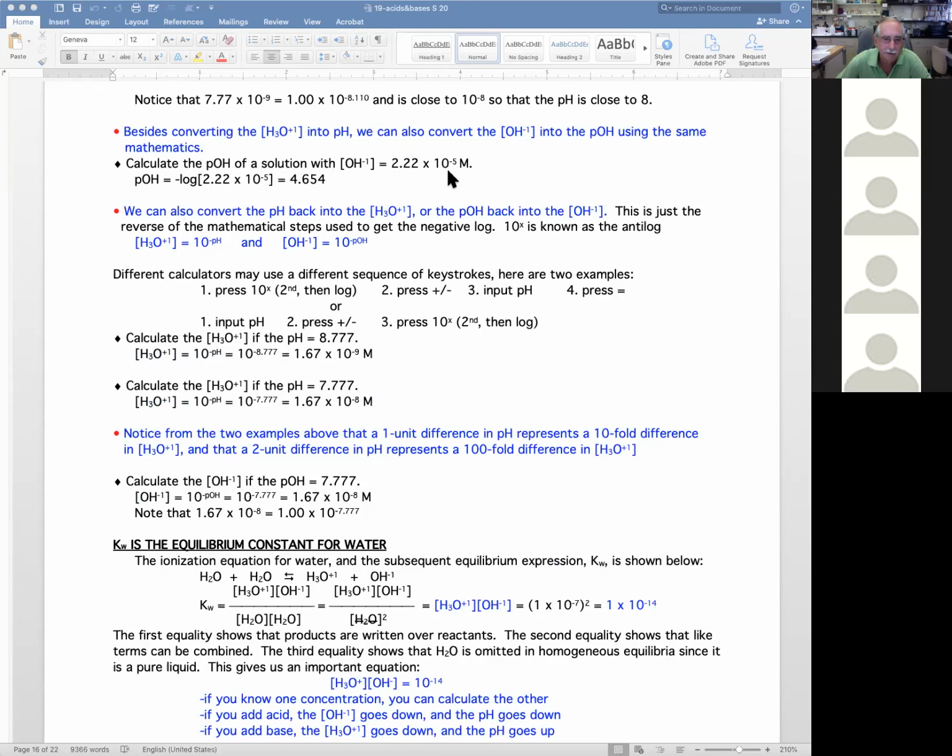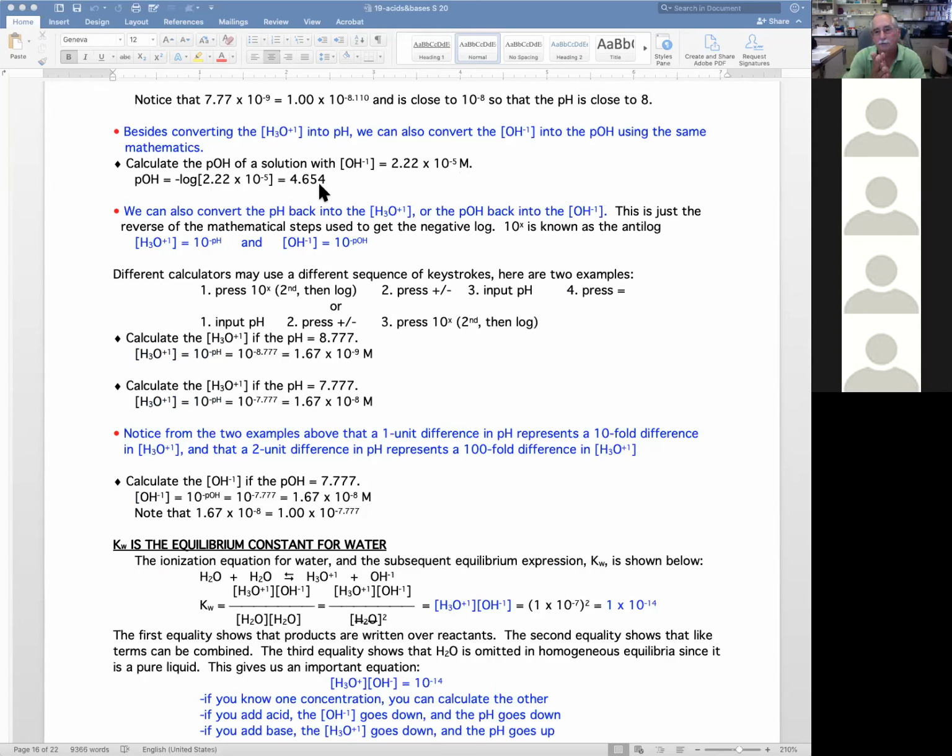So I can see that this is going to be close to a POH of 5. If this were a 1, right? 1 times 10 to the minus 5, I would get 5. But because this is not a 1, it factors into being this shy of that. Okay.